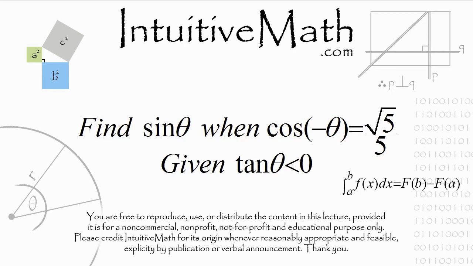Okay, and welcome back. So we're going to find sine of theta when cosine of negative theta is equal to root 5 over 5, and we're given the restriction that tangent of theta is less than 0. So basically this is a problem where we're going to use negative angle identities and some other form of identity.